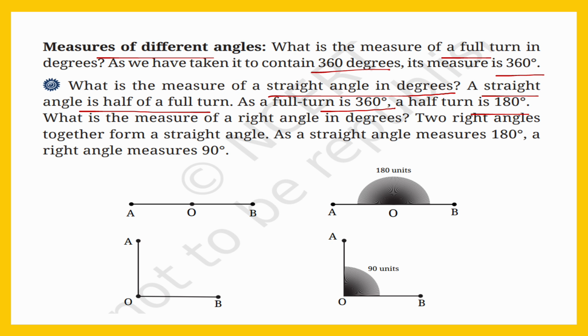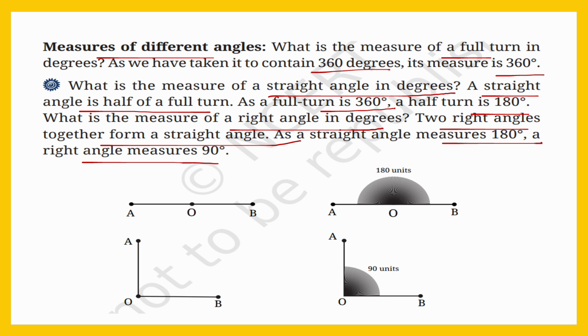Then what is the measure of a right angle in degrees? See, two right angles together form a straight angle. As a straight angle measures 180 degrees, a right angle measures 90 degrees. A straight angle measures 180 degrees, and two right angles form a straight angle. So a right angle measures 180 degrees divided by 2, that is 90 degrees.